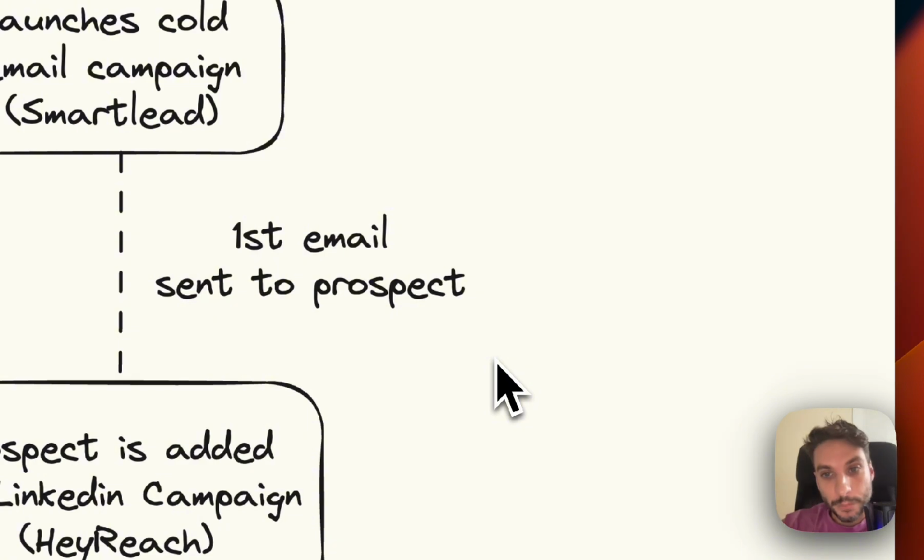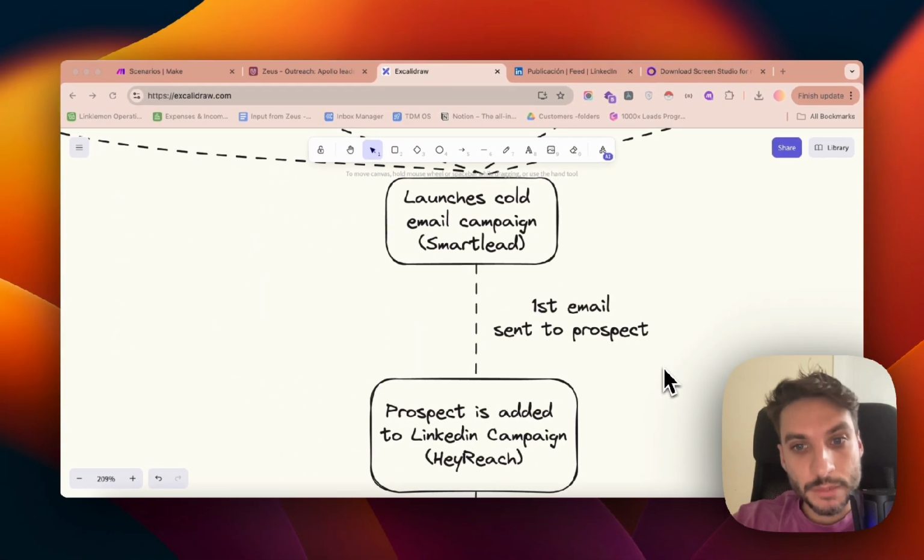Then once we have the campaign and we've sent the first email, the prospect is automatically added to a LinkedIn campaign using HeyReach, which is also super good software. If you're looking to automate your LinkedIn outreach, you can think about a lot of crazy ideas that you can do. Basically here, as soon as we send the first email to a prospect, we add that lead to HeyReach, and then we send a connection request saying something like, hey, I sent you an email before, and this is how I can help your business.